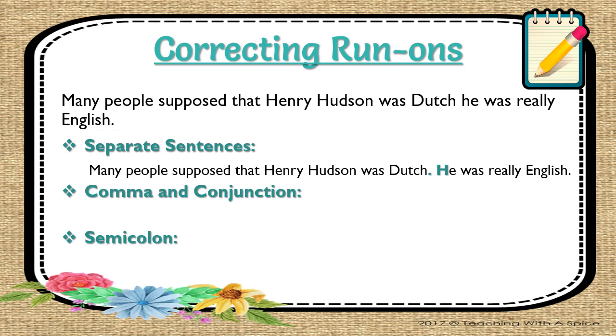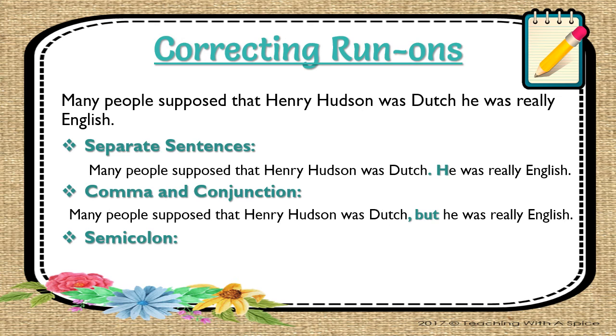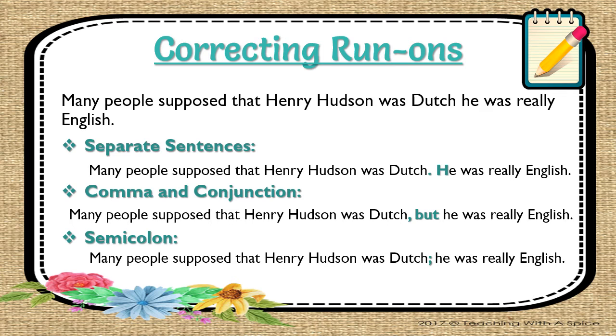Many people suppose that Henry Hudson was Dutch. Period. That's the end of the first one. He was really English. Make sure that you put a capital letter at the beginning of your second sentence. If you were to separate them with commas and conjunctions: many people suppose that Henry Hudson was Dutch, comma, but he was really English. But would be the best conjunction to use because it shows contrast. Semicolon: many people suppose that Henry Hudson was Dutch, semicolon. He was really English. Any of those solutions would work just fine.